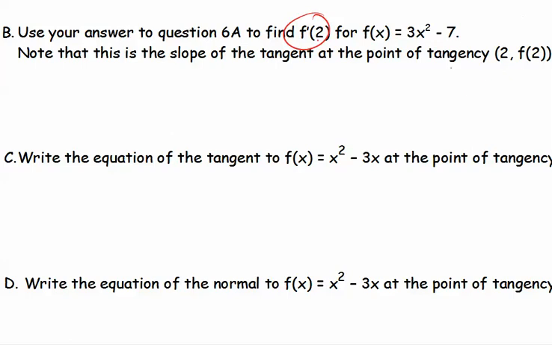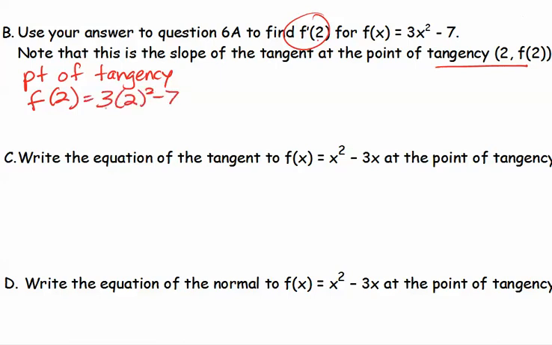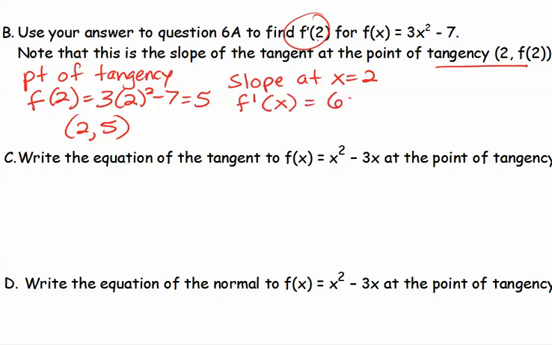And we're going to use this as our point of tangency. Well, let's first figure out the y-coordinate there. The point of tangency, I'm going to use our formula and find out what is f of 2. So in our original function, 3 times 4, 12 minus 7 is 5. So our point of tangency is 2, 5. And our slope at x equals 2 comes from f prime of x, and the formula we just came up with was 6x. So f prime of 2 would give us 12. So this will be the slope of our tangent line.